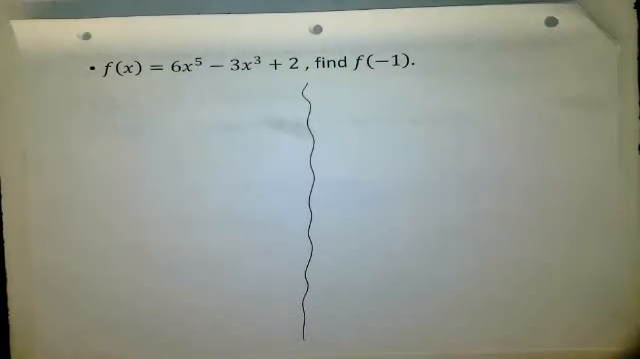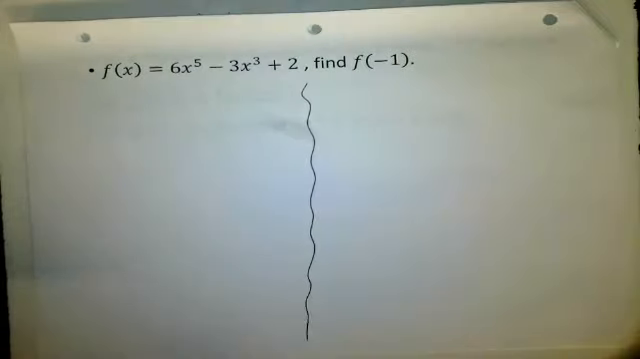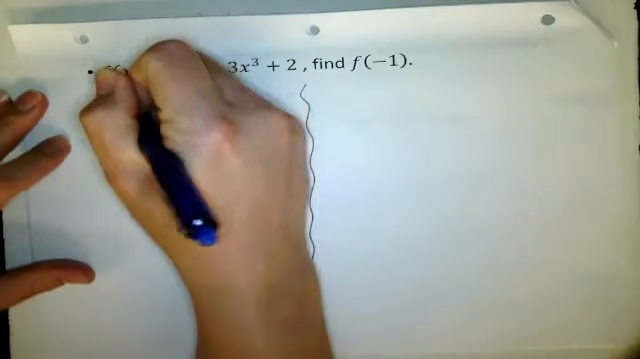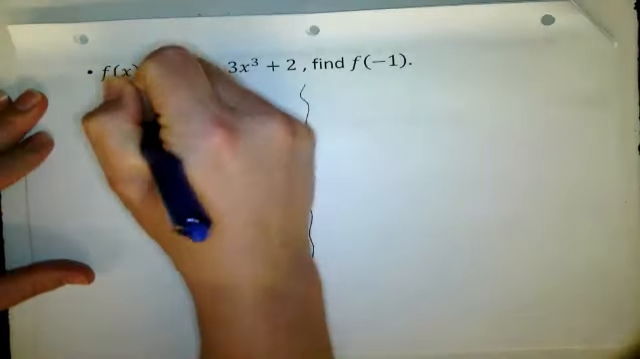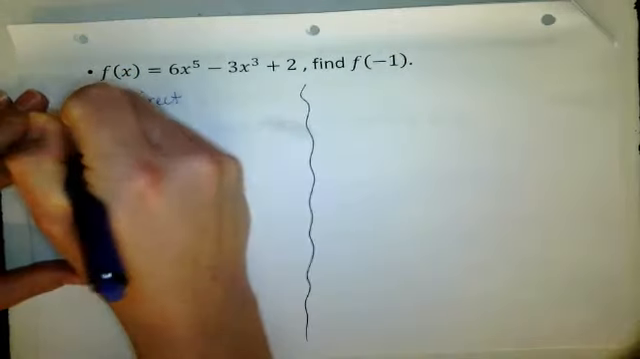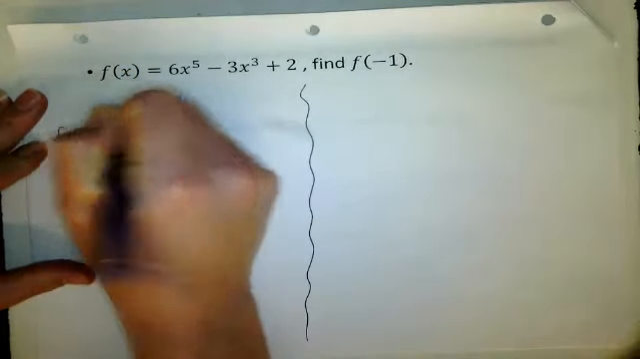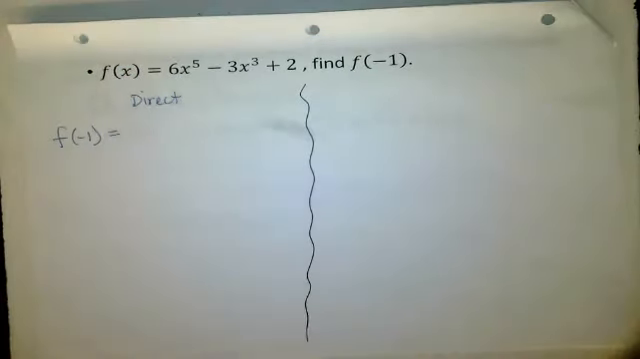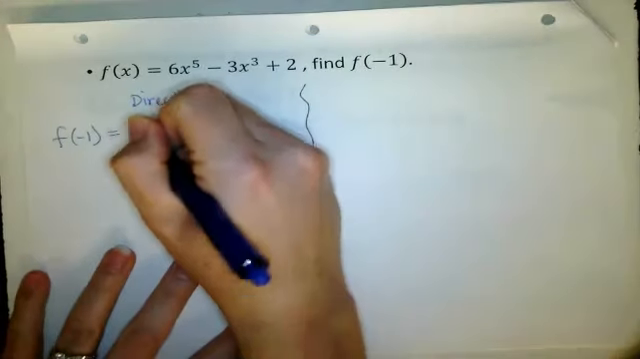We have a polynomial, 6x to the 5th minus 3x cubed plus 2. And we want to find f of negative 1. So there were two methods they wanted us to use. They wanted us to evaluate directly. So f of negative 1 means what? Plugging negative 1 in for all the x's. Negative 1 goes in place of all the x's.